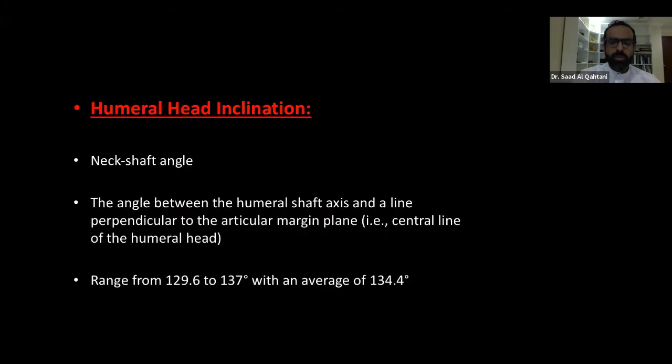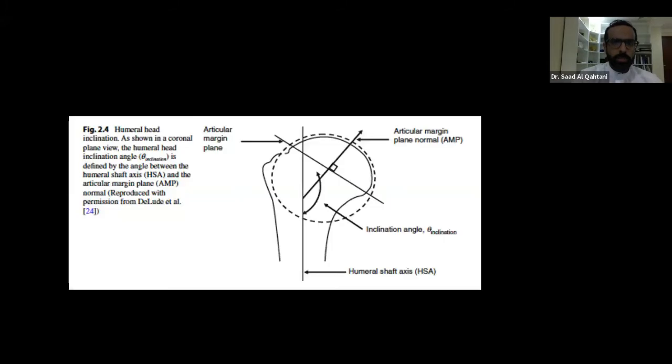When we talk about humeral head inclination, we mean the neck shaft angle, which ranges from 129 to 137 with an average of about 135 or 134.4. This is an important concept to understand before we talk about the prosthesis. And this is a diagram showing that neck shaft angle.